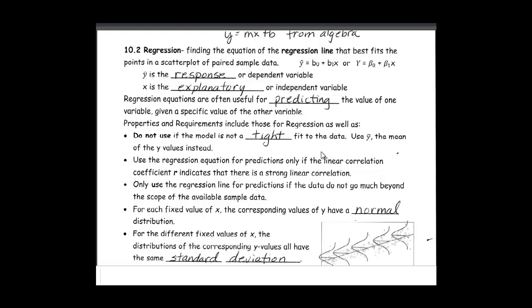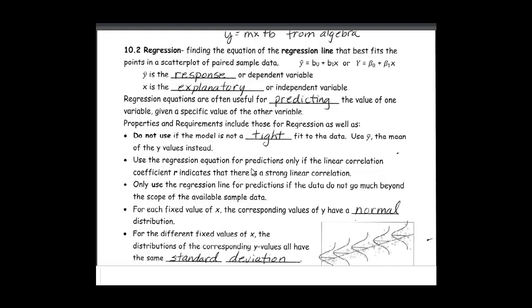But properties and requirements: you are not to use a model if it is not a tight fit to the data. In other words, if you have data points all over the scatter plot, it's generally not good to try to use a regression line. In that case, you're asked to use y bar, which is the mean of all the y values instead. In other words, you take all your y outcomes and average them, and that's what you use for your y hat or y bar.